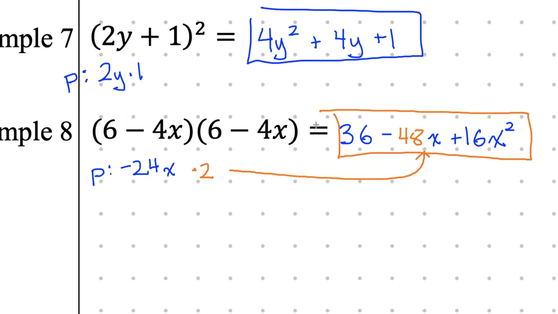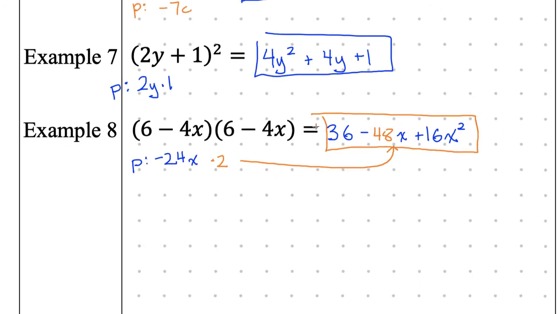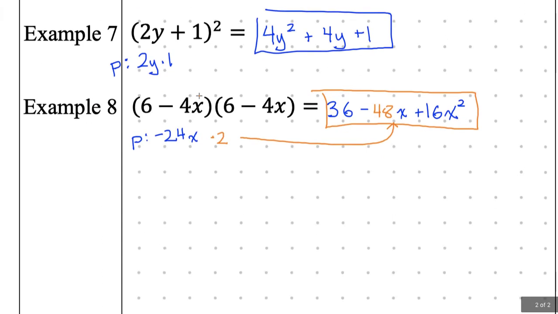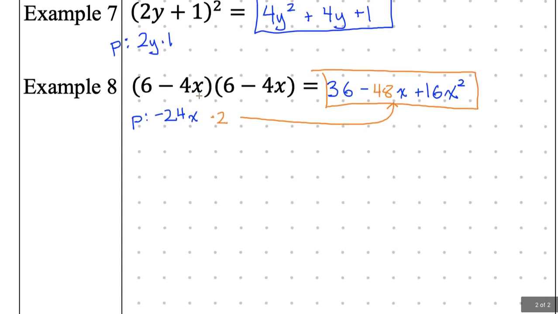Can you guys give me a fist of 5 for today's notes? And our objective again was, can you use the shortcut to multiply difference of squares and perfect squares. I'm seeing a question, so 4, 5, 5, 4, 4, 4, 5, 4, 5, and 5.